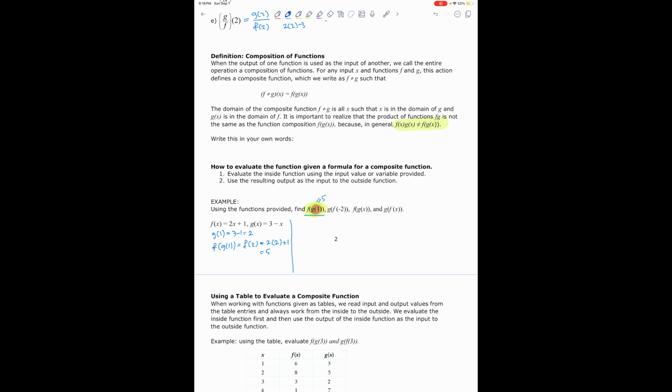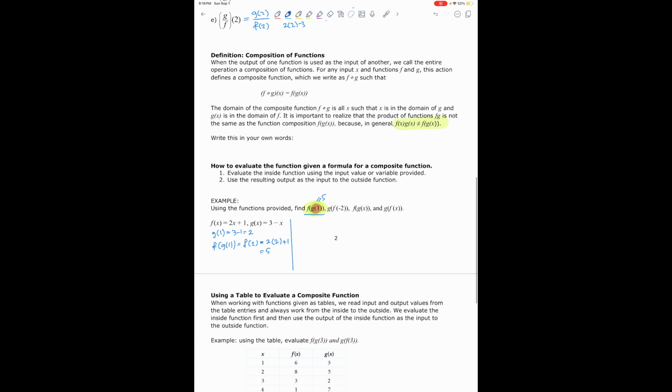In a similar manner, we're going to find g of f of negative 2. So we're going to find f of negative 2 first, which in this case equals 2 times negative 2 plus 1. That is negative 4 plus 1 equals negative 3. And then g of f of negative 2 is basically g of negative 3. So we're going to use the g function and replace each x with negative 3. So 3 minus negative 3, which is equal to 3 plus 3, that is equal to 6.